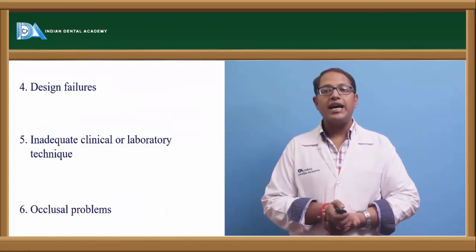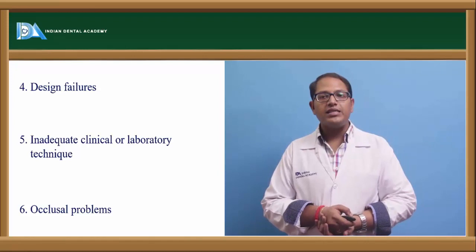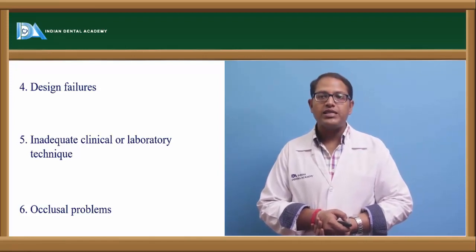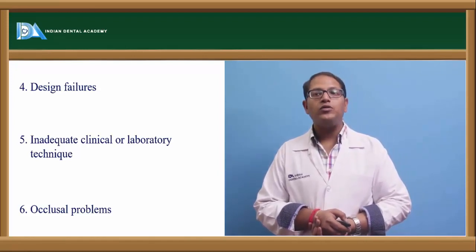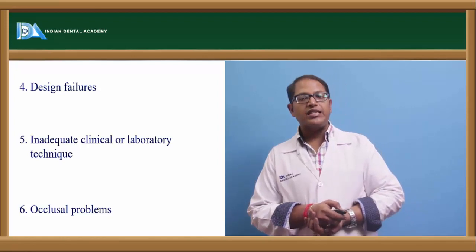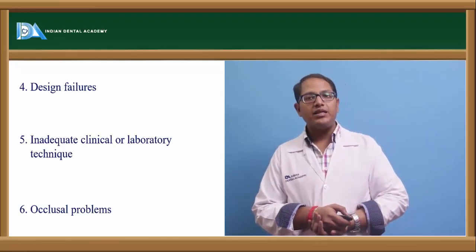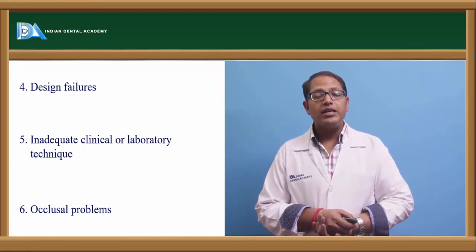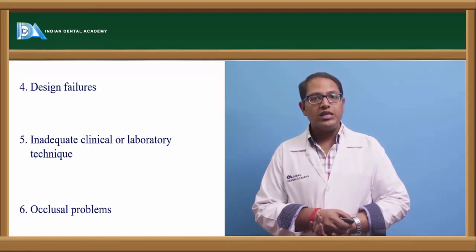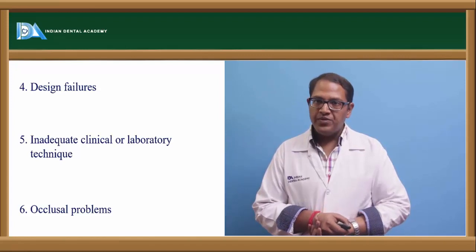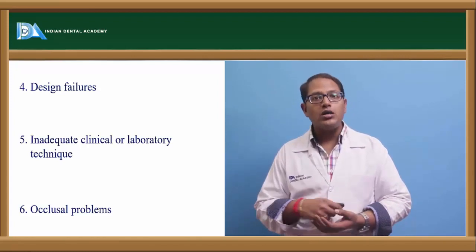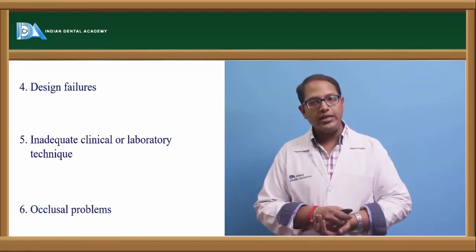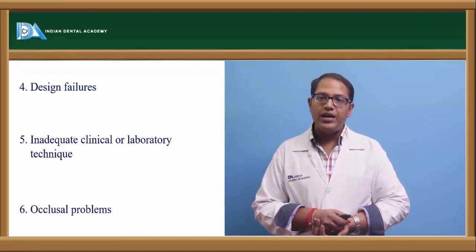Now there can be design failures. Design failures like we can have under-prescribed FPDs or over-prescribed FPDs. For example, under-prescribed means when we are giving a cantilever with no posterior support, that can fail. Over-prescribed means we are giving a long span bridge which is not indicated, and again that can fail.